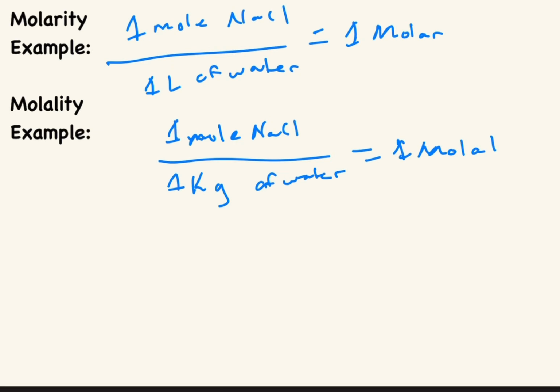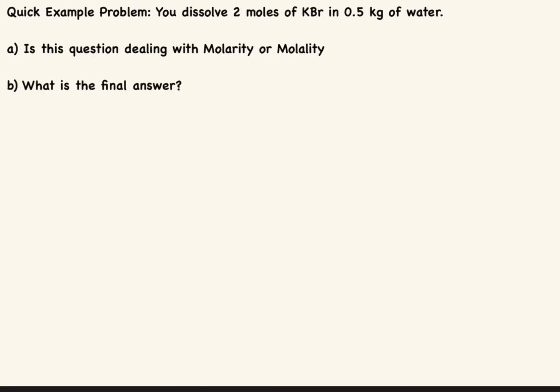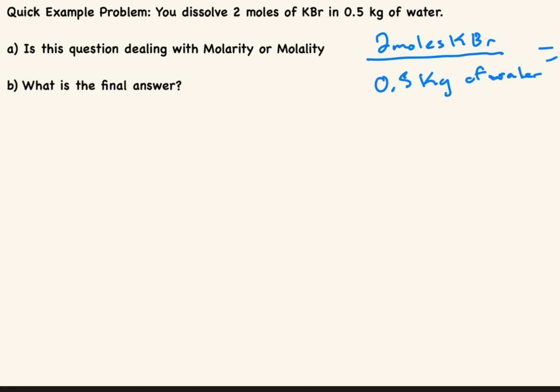And then we can move on. We can just do a little quiz really quick. So for this one, it says, say you dissolve 2 moles of KBr in 0.5 kilograms of water. Our first question is, is this question dealing with molarity or molality? Well, it says 2 moles of KBr. And we know for both of them, they're going to have moles on top, and KBr is our solute. And then on the bottom, we have 0.5 kilograms of water. So since we're dealing with kilograms, we're going to be using molality.